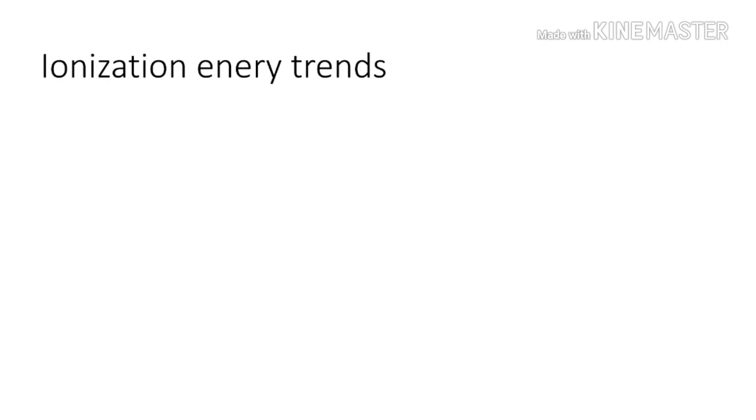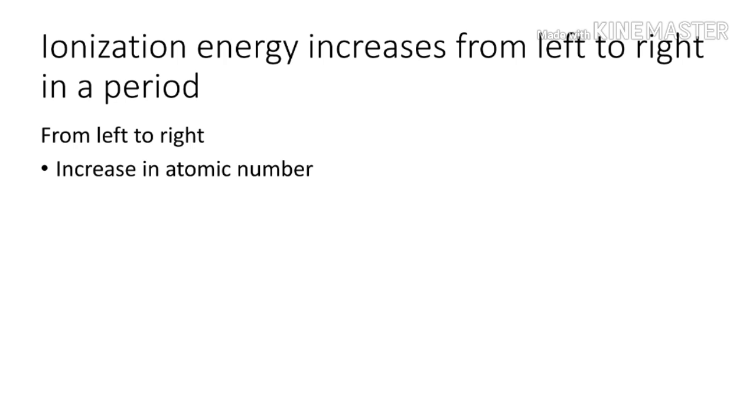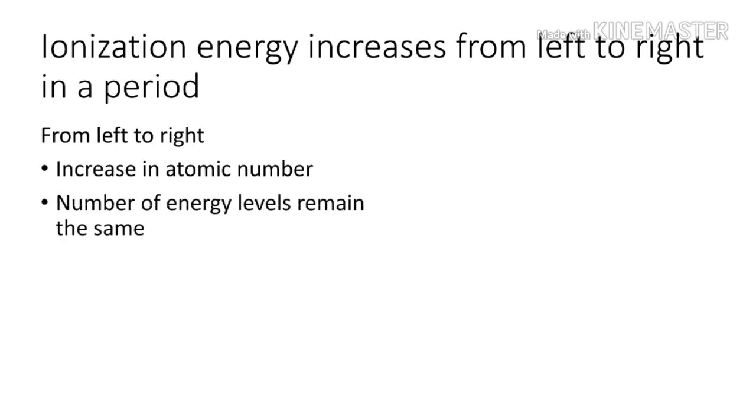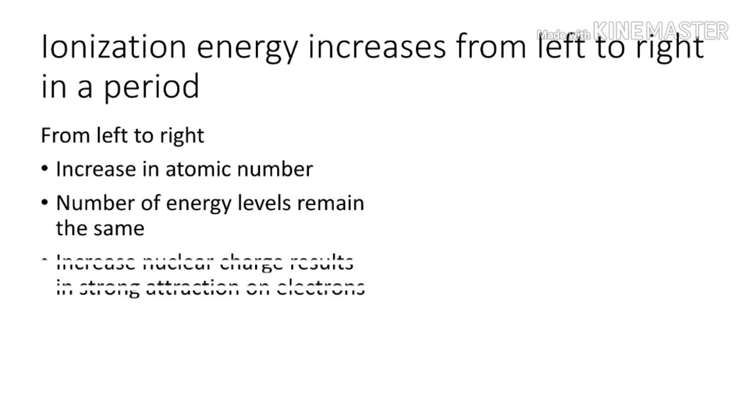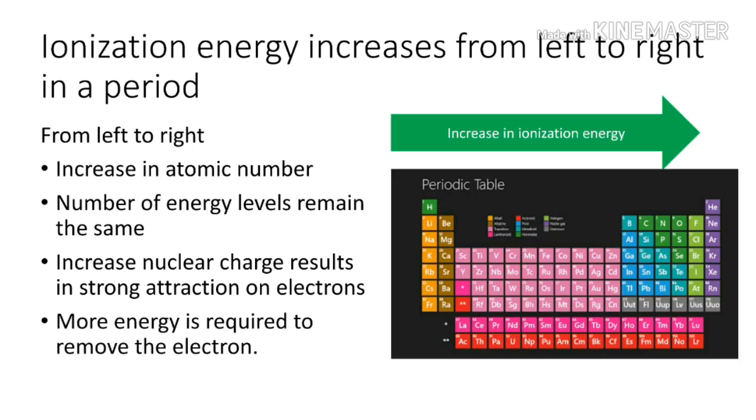The trends in ionization energy. Ionization energy will increase from left to right in a period. From left to right, there is an increase in atomic number, but the number of energy levels remains the same. This results in an increase in effective nuclear charge with the same number of energy levels. The increase in nuclear charge means that there is a stronger attraction exerted on the electrons. Therefore, more energy is required to remove the electrons.